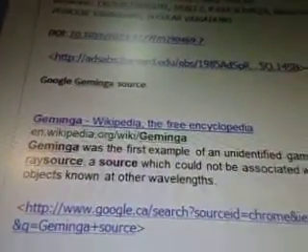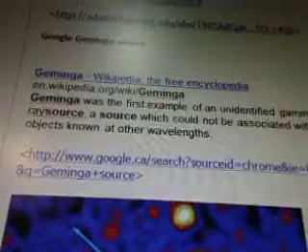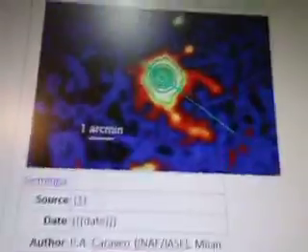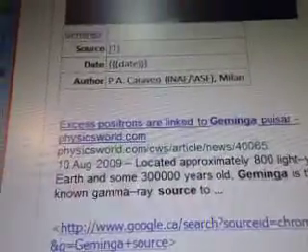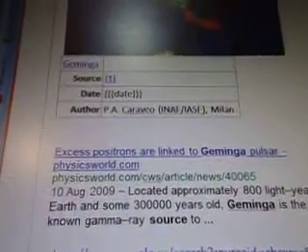So Google Geminga source. Geminga was the first example of an unidentified gamma ray source, a source which could not be associated with any objects known at other wavelengths. So there's one there. Okay, excess positrons are linked to Geminga pulsar.